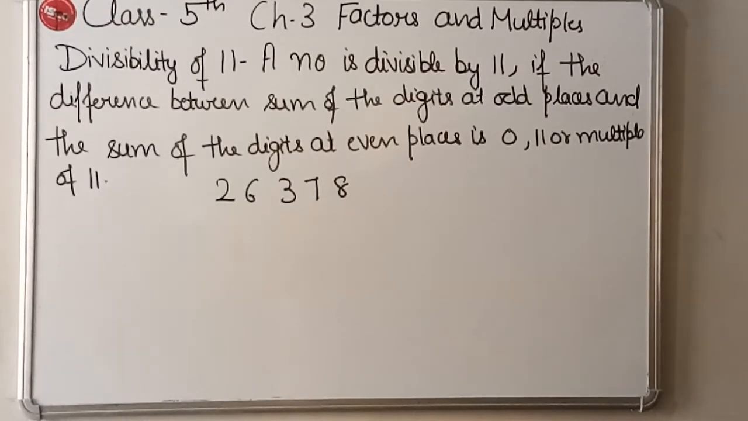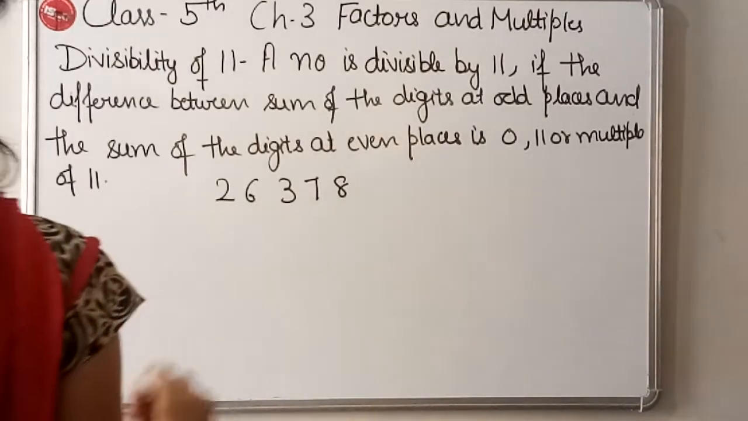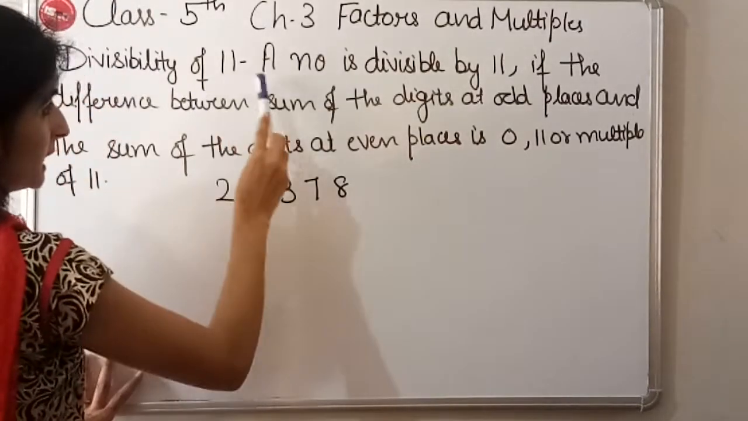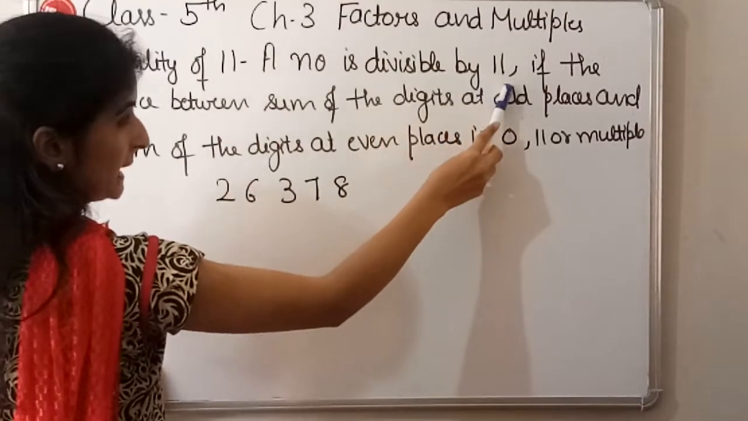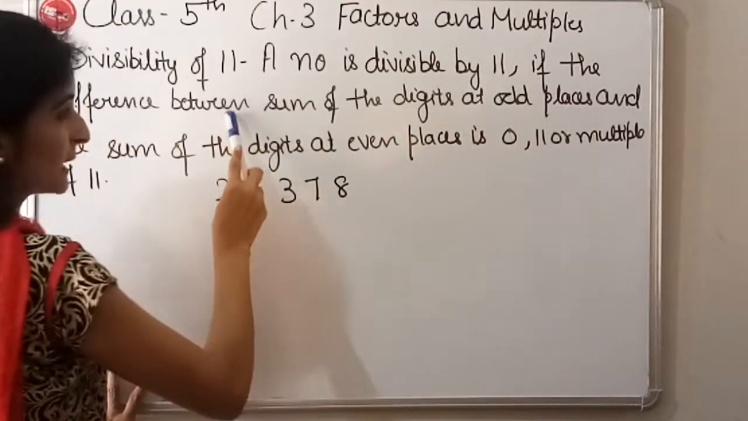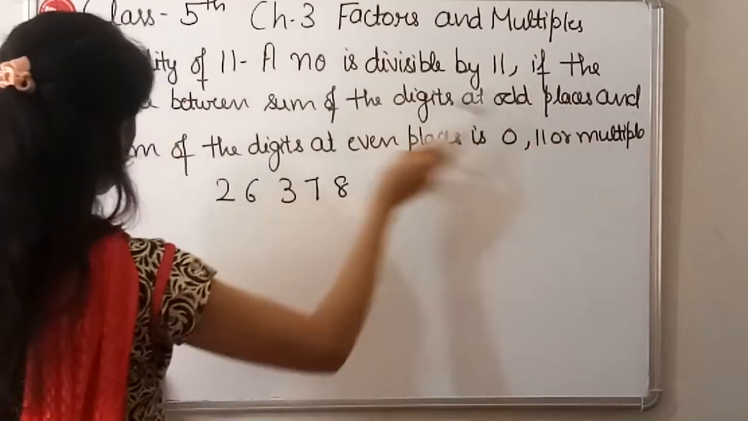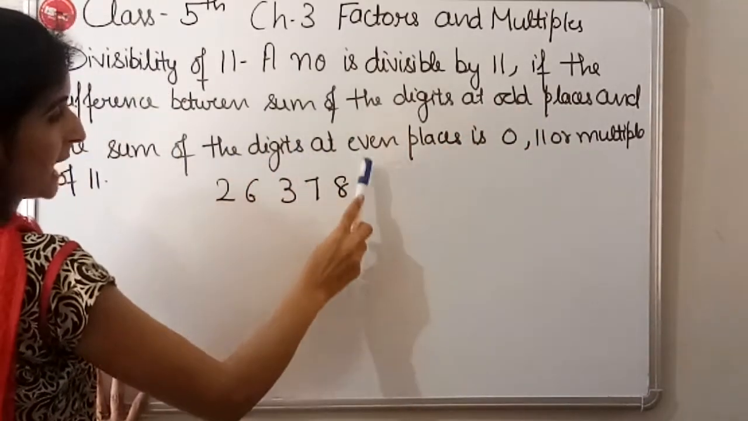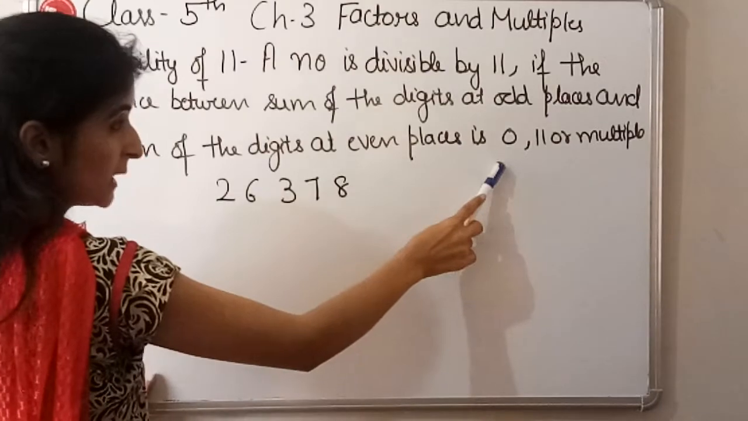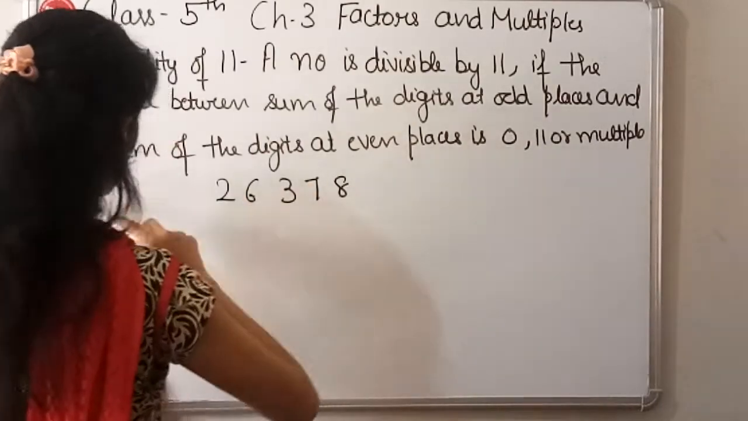Next we have divisibility of 11. So what is the divisibility of 11? A number is divisible by 11 if the difference between the sum of the digits at odd places and the sum of the digits at even places is 0, 11 or a multiple of 11.